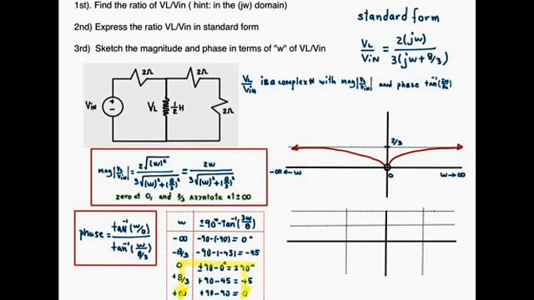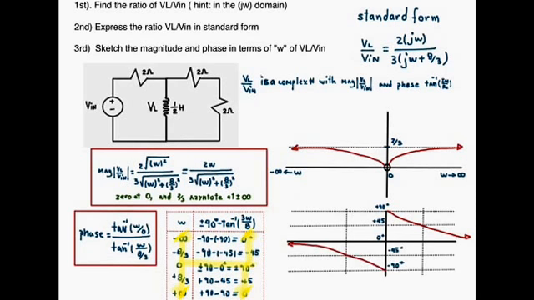So when we sketch this, starting first with the positive values and positive angles, we see that we go from plus 90 to 0 when omega goes to infinity. And if we work on the negative part of the spectrum, for negative values of the variable omega, we get negative angles, and that's how the phase will look.